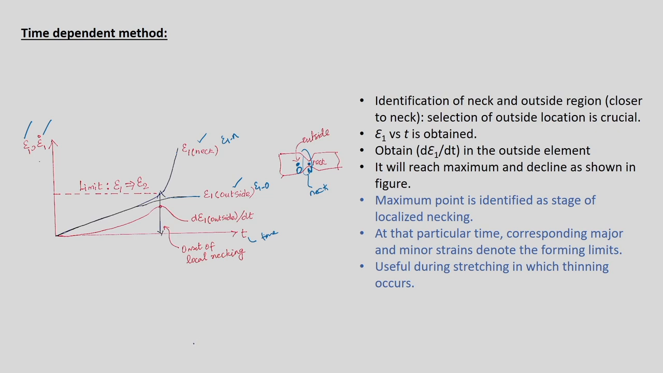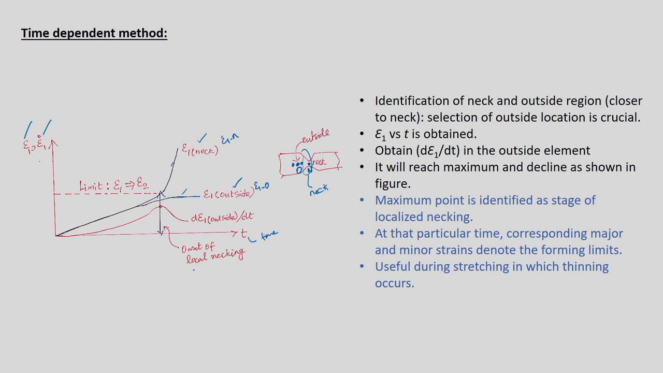The only thing you have to be cautious about is which location you pick for O. That is very important, because the neck zone you can somehow identify, since it is a small constriction, and a severe deformation contour may develop. But for the outside region, which location do you choose, this region or this region or this region? One has to be very, very careful. Now these two curves are obtained.